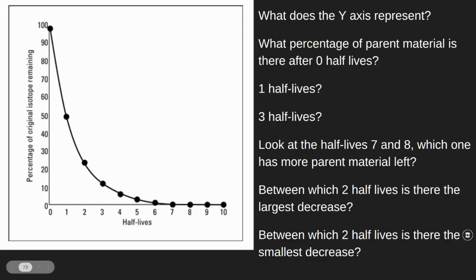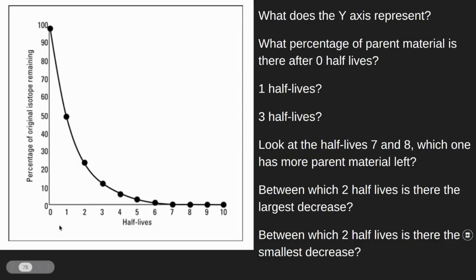Right? We know this is an XY graph. This is the x-axis, and this is the y-axis over here. So the y-axis is the percentage of original isotope remaining. This means that a brand new rock that was just formed right here, it is 0 years old, 0 half-lives have occurred. It has 100% of its original parent material. What percentage of parent material is there after 0 half-lives? The answer is 100 right there.